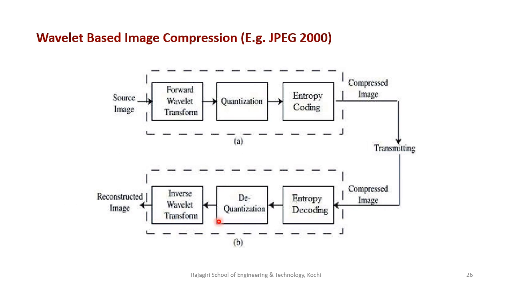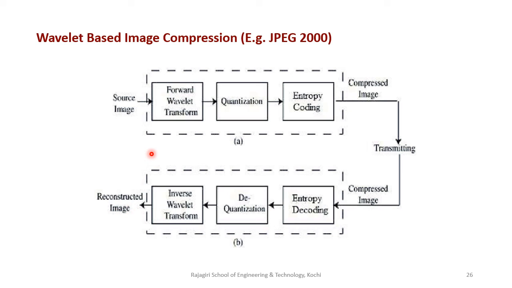This block diagram shows image compression using wavelet transform. JPEG 2000 is a compression standard that uses wavelet transform. The source image is first transformed using a discrete wavelet transform. It is then quantized and entropy encoded to form the compressed image. The compressed image passes through the channel and reaches the receiver, where the inverse operations of decoding, dequantization, and inverse wavelet transform are done to obtain the reconstructed image.